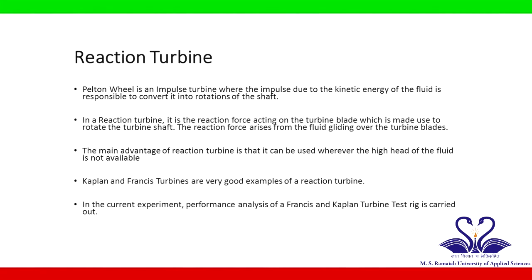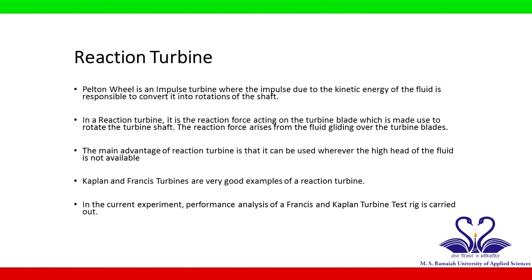Pelton wheel is an impulse turbine where the impulse due to the kinetic energy of the fluid is responsible to convert it into rotations of the shaft. In a reaction turbine, it is the reaction force acting on the turbine blade which is made use of to rotate the turbine shaft. The reaction force arises from the fluid gliding over the turbine blades. The main advantage of a reaction turbine is that it can be used wherever a high head of the fluid is not available.